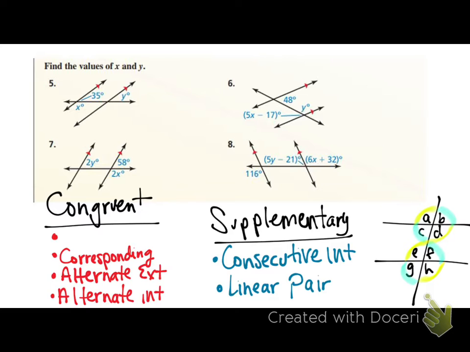So what's an example of alternate exterior? We can start with that one. Which letters? A and H are alternate exterior, A and H. And then what's an example of alternate interior? C and F, or D and E. Good. There is one last relationship that will be congruent. Vertical angles.